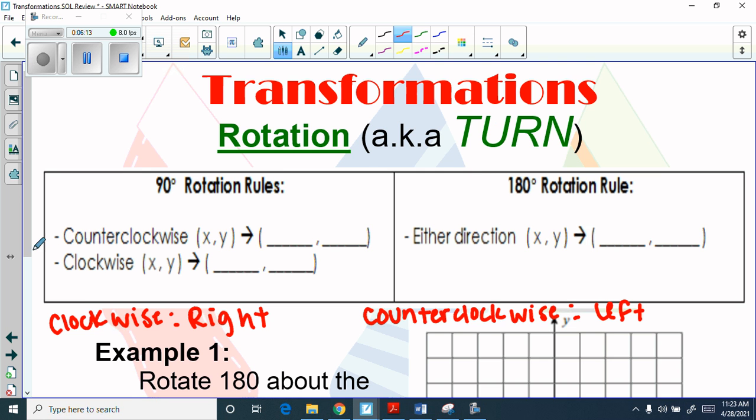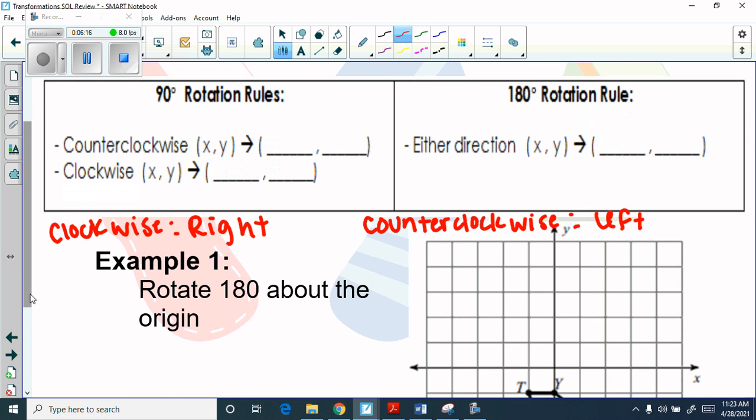Now there are some rules which are kind of hard to memorize, so I'm going to give them to you, but I'm going to show you a different way to solve them. If we're moving counterclockwise, which means we've gone to the left, we switch our X and our Y, and our Y becomes negative. If we're moving clockwise, we switch our X and our Y, but our X becomes negative. If we're rotating 180 degrees, the X and the Y stay, but they both become negative.